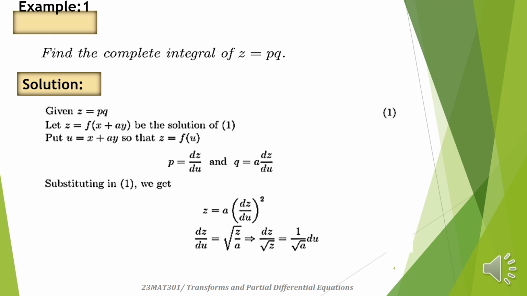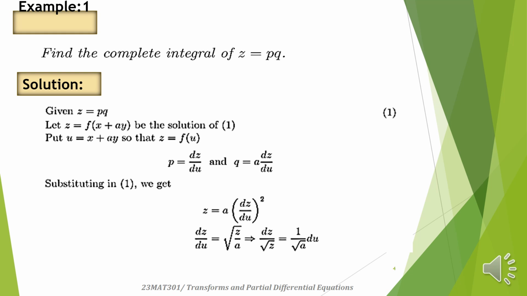To take it out from the square, you couldn't put it as d square z divided by du square. No, you shouldn't put it like that, because this is a first order equation with the power of 2. So to remove that power 2, we have to take square root on both sides. On taking square root on both sides, you will get root z is equal to root a into dz by du. Now dz will be on the left side and the other terms go to the right side.